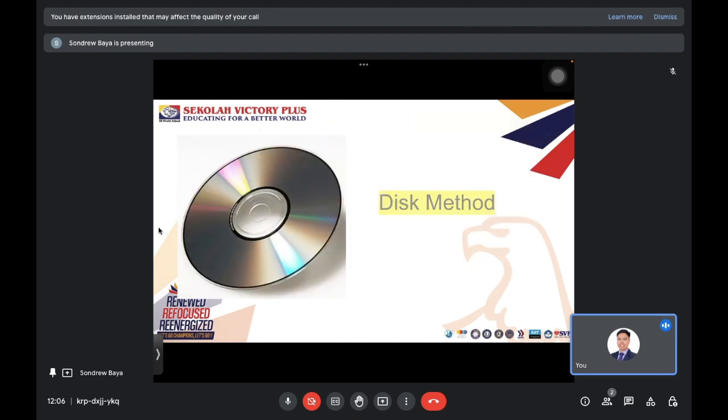We actually call this the disk method. I will explain this later on for you to be able to see the difference of this with the other method. Okay? But this method of finding the volume is what we call the disk method, from the picture itself, which is a floppy disk.